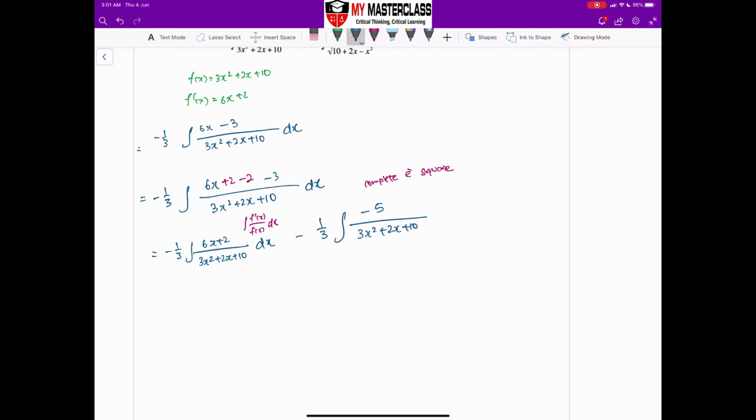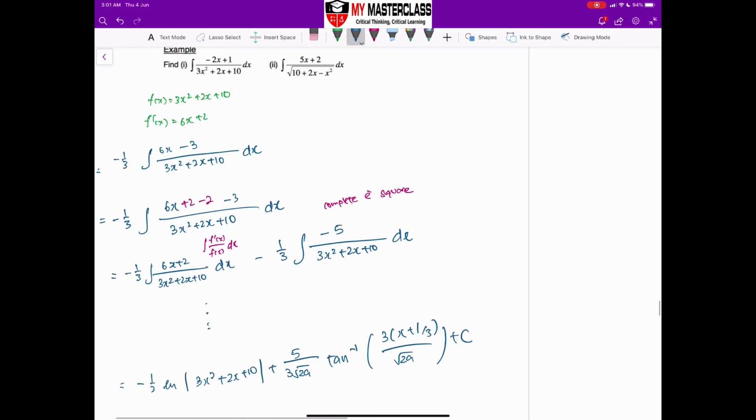I'm going to give you the final answer instead of working out individually. So go and continue to work it out. It should give you negative 1 over 3 ln modulus 3x squared plus 2x plus 10 plus 5 over 3 root 29 tangent inverse, plus c. The answers are not very simple, reason being that it requires a little bit more manipulation on your completing the square side.